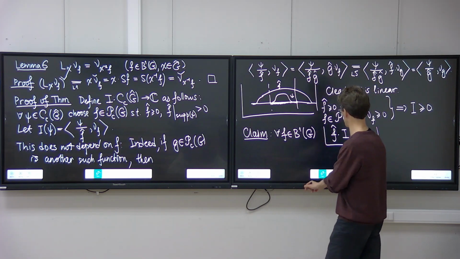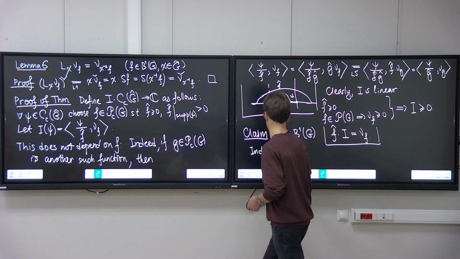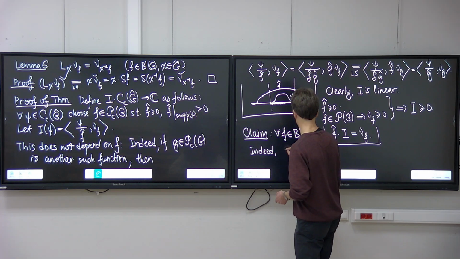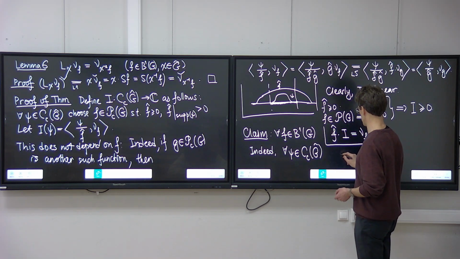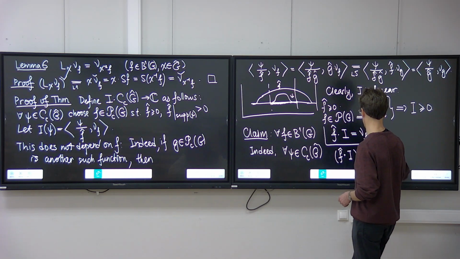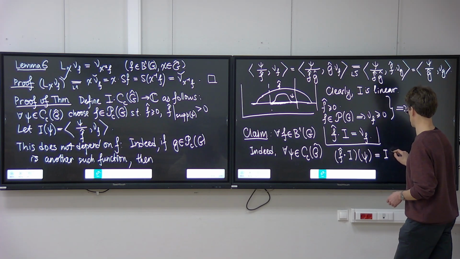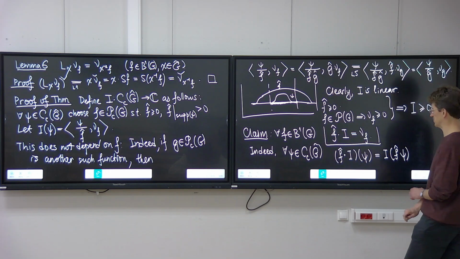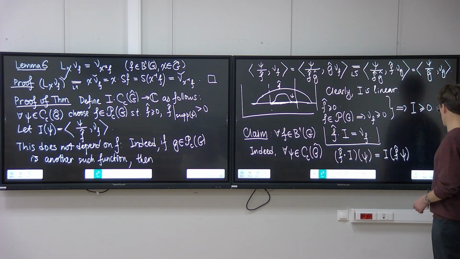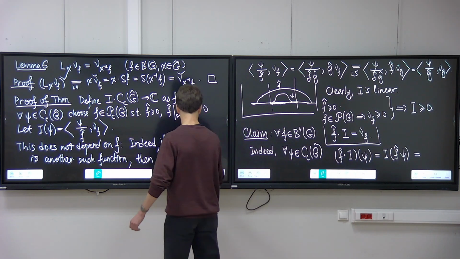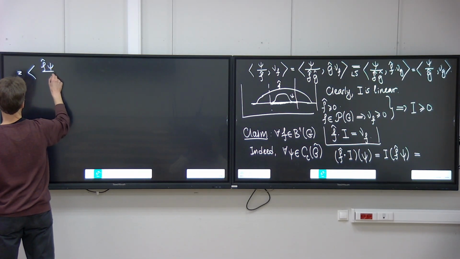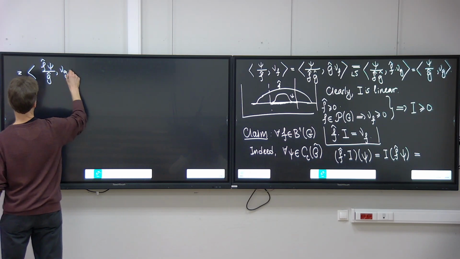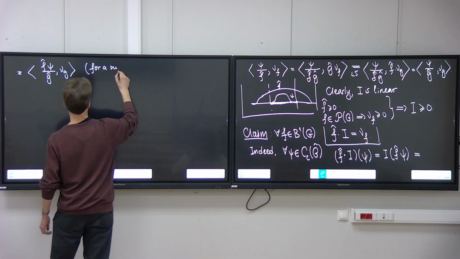And this is also easy to see by using the definition of I. Indeed, for every continuous compactly supported function psi on the dual group, the left-hand side, f hat I applied to psi, what is this? By definition, this is I applied to the product f hat psi. This is our definition of the product of a linear functional by a function. And by construction of I, this is the integral of f hat psi divided by g hat with respect to nu g for a suitable positive definite function g.